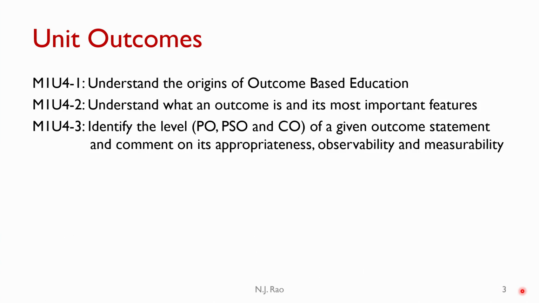That is, you write an outcome statement, then we identify presently multiple levels of those outcomes. It can be at the program level, at a specific program level, or at the level of a course. So, we call them PO, PSO and CO. By looking at the outcome statement, I should be able to identify to what category that outcome statement belongs. And one should also be able to comment on its appropriateness, observability and measurability. These are the expected outcomes of this unit.